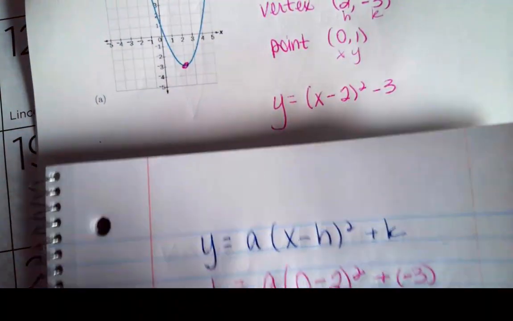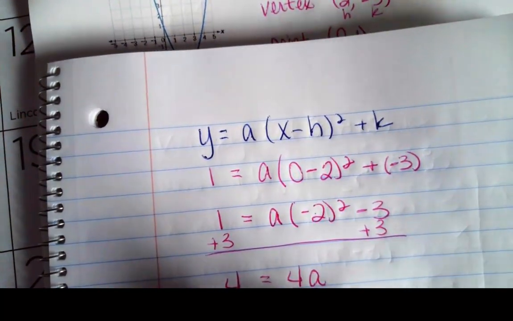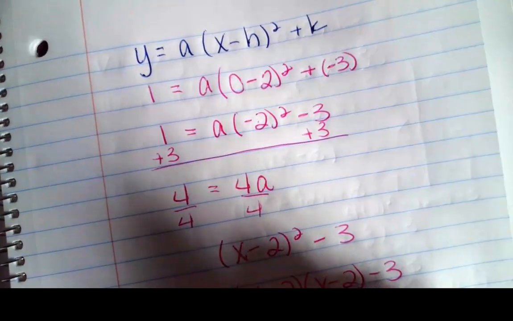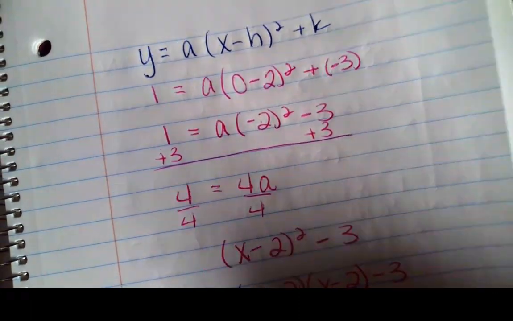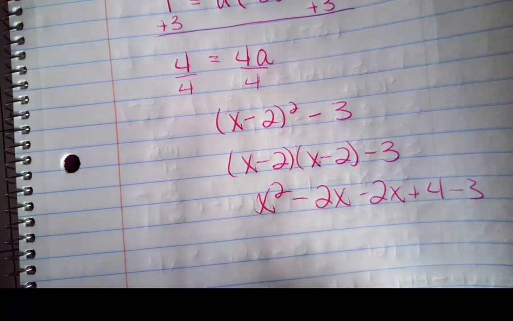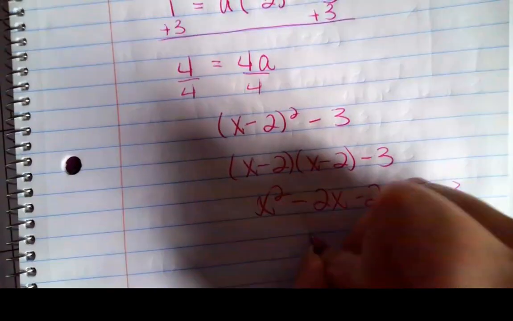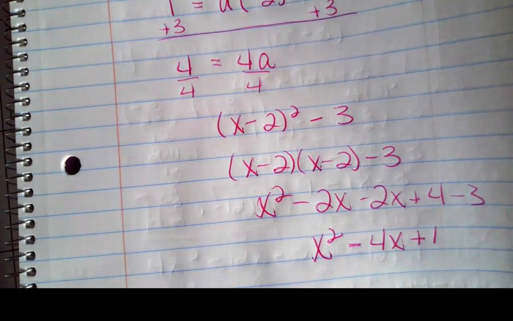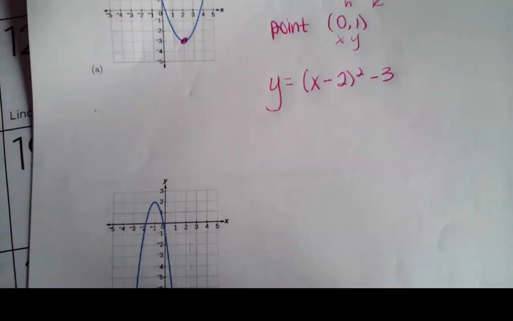And if we wanted it in general form, what would we do? X minus 2 squared minus 3 is x minus 2 times x minus 2, which gives me x squared minus 2x minus 2x plus 4, then minus 3. So I get x squared minus 4x plus 1. Okay, let's look at this one.